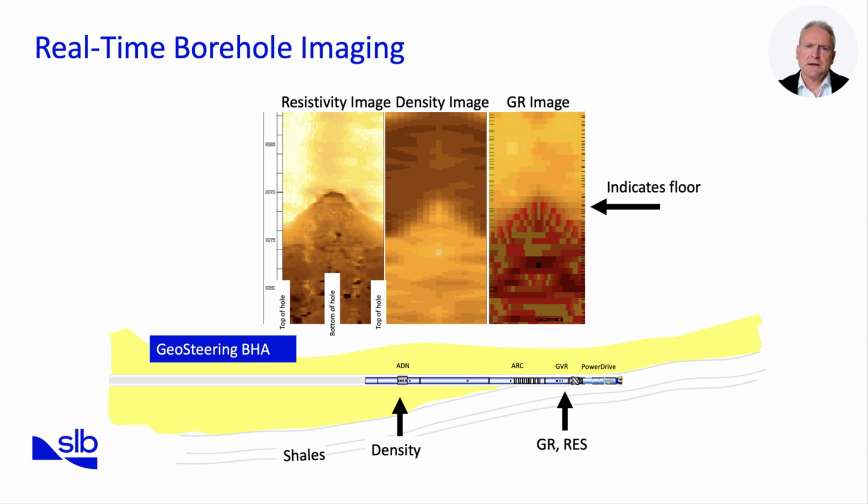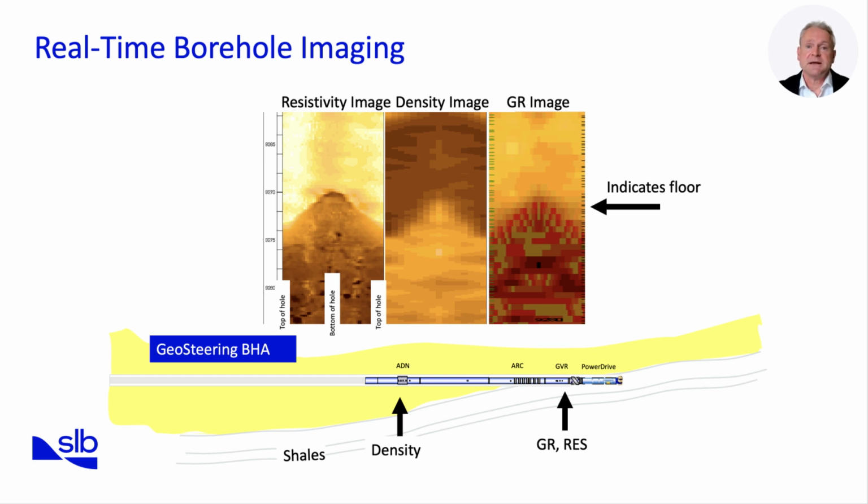This slide illustrates how multiple LWD images are combined in real time to support geosteering. Here we see resistivity, density, and gamma ray images integrated with directional drilling data from a power drive rotary steerable system. On the left, the resistivity image shows contrasts that highlight bedding and boundaries. In the middle, the density image provides information about porosity and lithological changes. On the right, the gamma ray image identifies shale intervals. Together, these data sets create a composite view of the borehole environment.